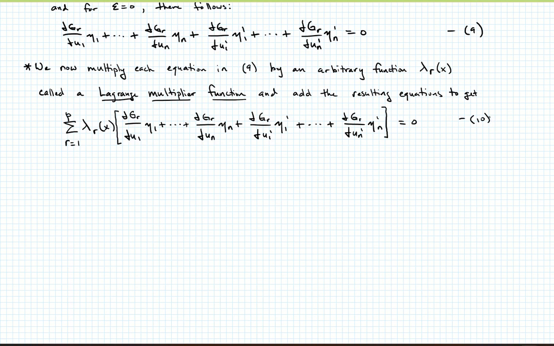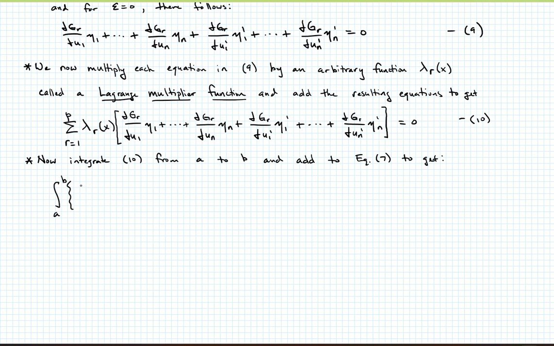Now what I'm going to do is integrate equation 10 from a to b, and add the result to equation 7 to get the following. So I end up with the integral from a to b of, and I'll put a brace here, that first part, I'm going to shorthand this a little bit. This is coming from equation 7 now.